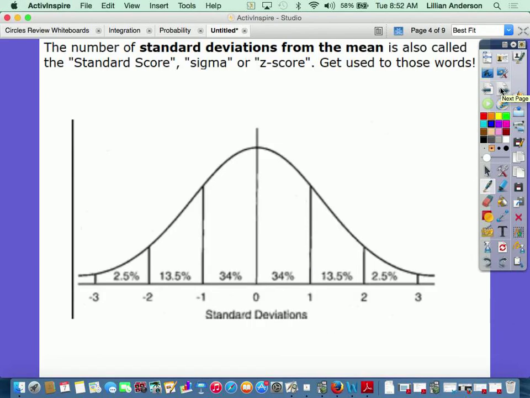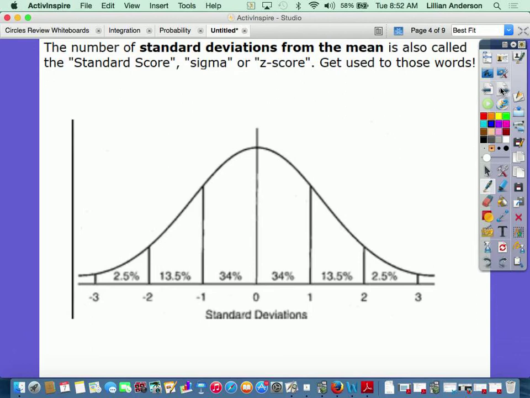Now, the number of standard deviations from the mean is what's called either a standard score, sigma, or the z-score. You do need to get familiar with these words because they're going to ask you things like, what is the z-score? And you have to know that they relate to a point on your actual graph. What you see here is your basic standard normal distribution curve.